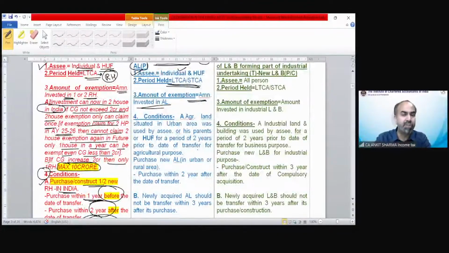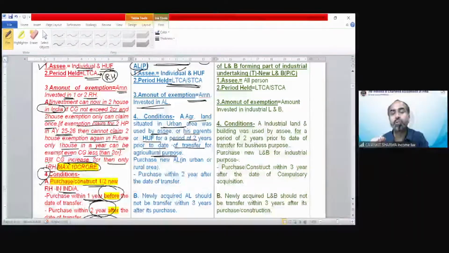There is one condition. It says the agricultural land situated in an urban area was used by the assessee or his parents or HUF for a period of 2 years prior to the date of transfer for agricultural purpose. So the agricultural land you are transferring can get the exemption if this condition is also fulfilled. You can see this condition is just like the section 10(37) exemption condition. But section 10(37) and 54B are different.